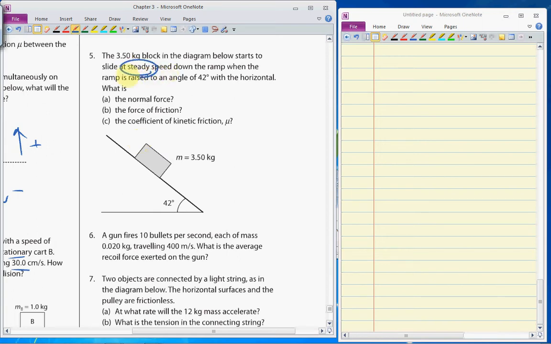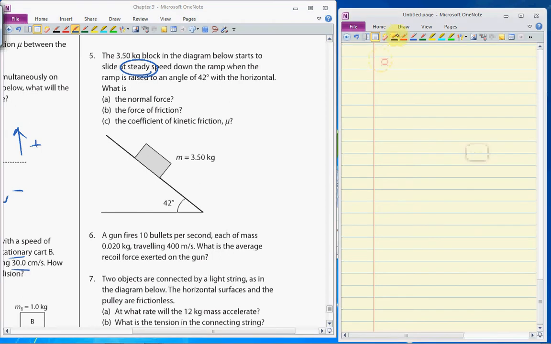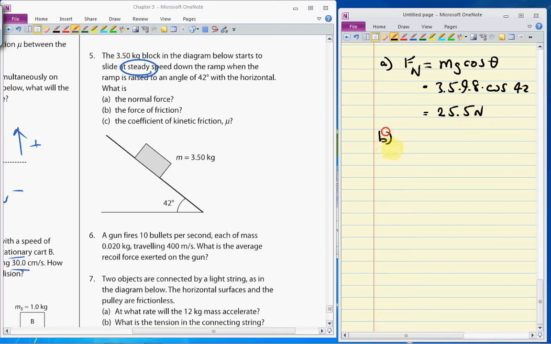In question 5, we have a 3.5 kilogram block, and it starts to slide at a steady speed, and anytime you see that, make sure you realize that you're going to have no net force acting. It is raised at an angle of 42 degrees with the horizontal. It wants to know what the normal force is. Fn is equal to mg cos theta. This is true for any slope, so it's kind of worth remembering. 3.5 times 9.8 times the cosine of 42 degrees gives us a normal force of 25.5 newtons.